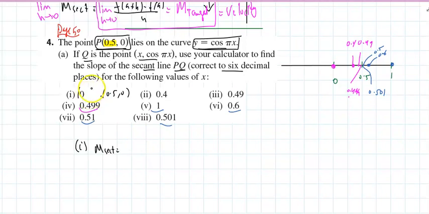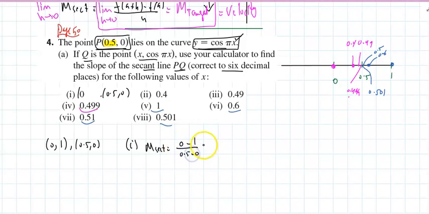If x equals 0, then y equals the cosine of 0, which is 1. And I'm going to run to 0.5. y2 minus y1, 0 minus 1 over x2 minus x1. And I'll plug this in my calculator and see what I get. And I'll get here a -2.